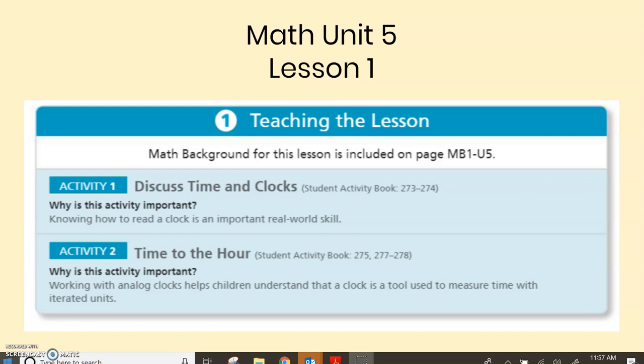The first thing I want you to think about is, why do we need clocks? Why do we need to know what time it is? And it's important that we all understand, in the real world, we need to know how to read a clock. In the second activity, we're going to be working on telling time to the hour. And we're also going to be focusing on AM versus PM. So let's get started.